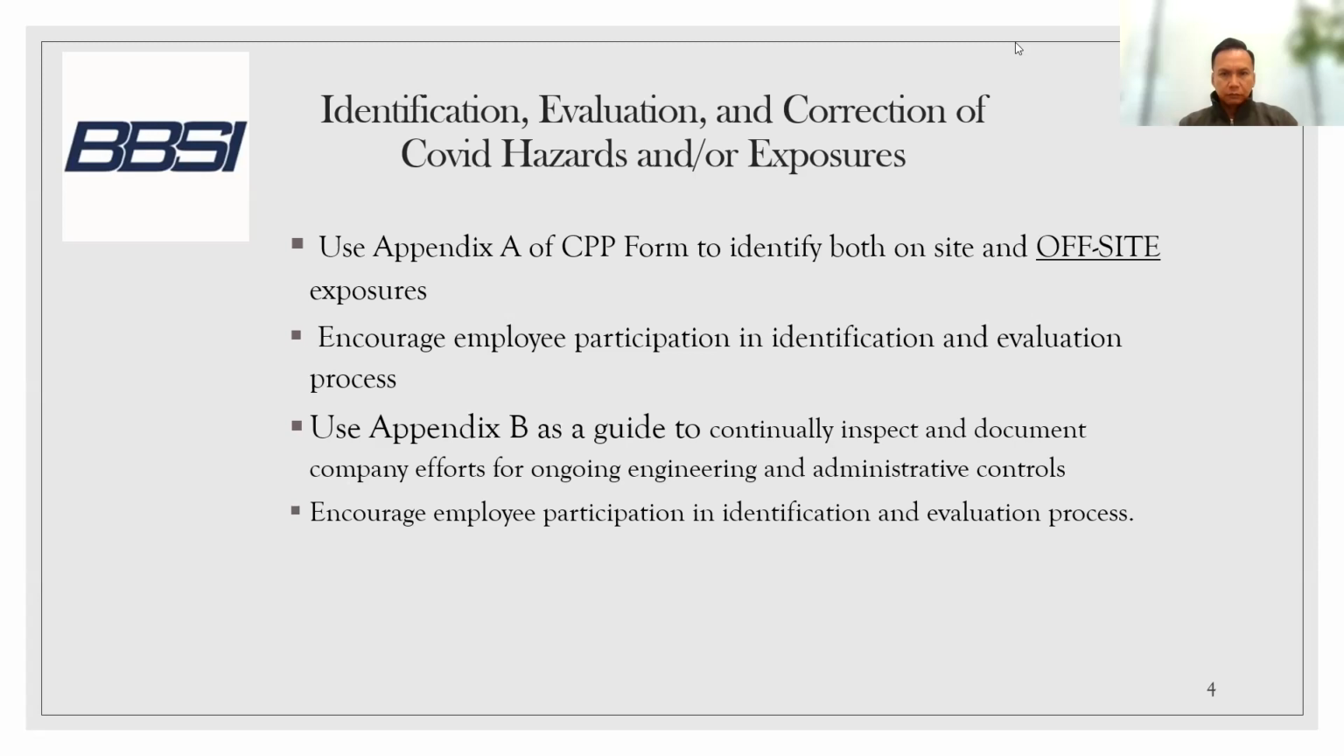If you're working with clients, let's say you're a plumbing company, right? You're going to put in there customer job sites for plumbing operations. That's something you might put in there as far as what your employees are exposed to, okay? So one of the first things you have to do is an identification, evaluation, and correction of COVID hazards, and you have those forms in your CPP. Next slide.